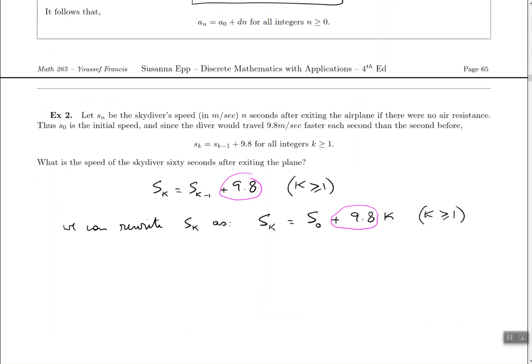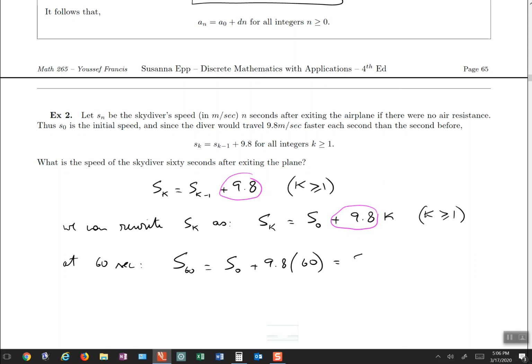Now, 60 seconds later, what are we going to write? At 60 seconds, that means we want s of 60. That's going to be s0 plus 9.8 times 60, and we can use the calculator to determine what this is. So it is going to be s0 plus, I believe it's 588, so 588.